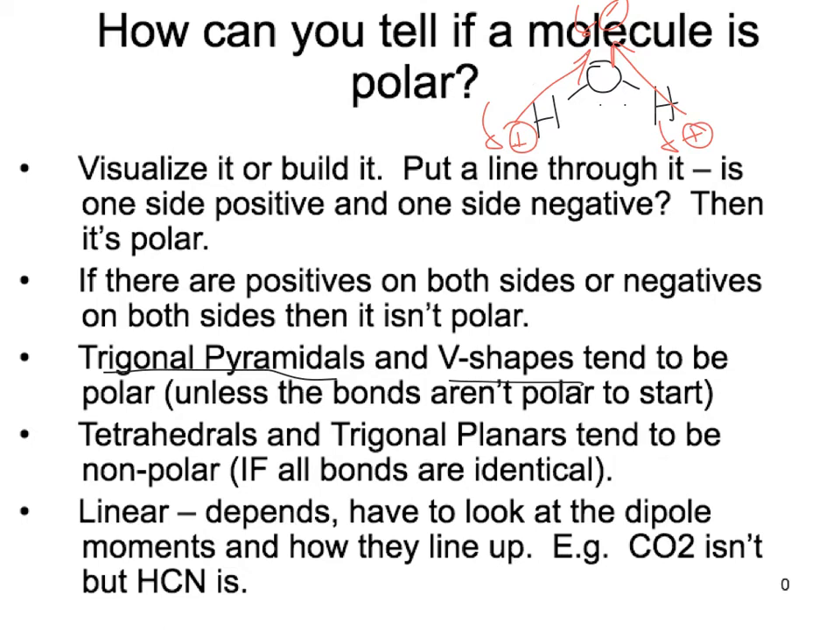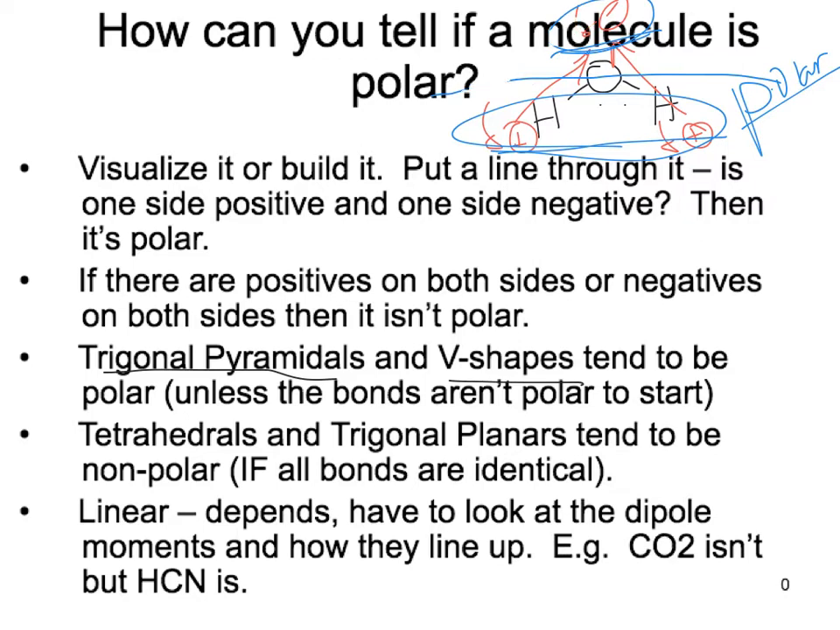So it doesn't take a lot of looking at this to realize that if I were to draw a line right through the middle of the molecule, on this side I'd have negatives, and on this side I'd have positives. This is a polar molecule. So if there's a way you can draw a line right through the middle of the molecule, and I can get negatives on one side and positives on the other, no matter which side, because these are three-dimensional, then it's polar. So that's why V-shapes tend to be polar.